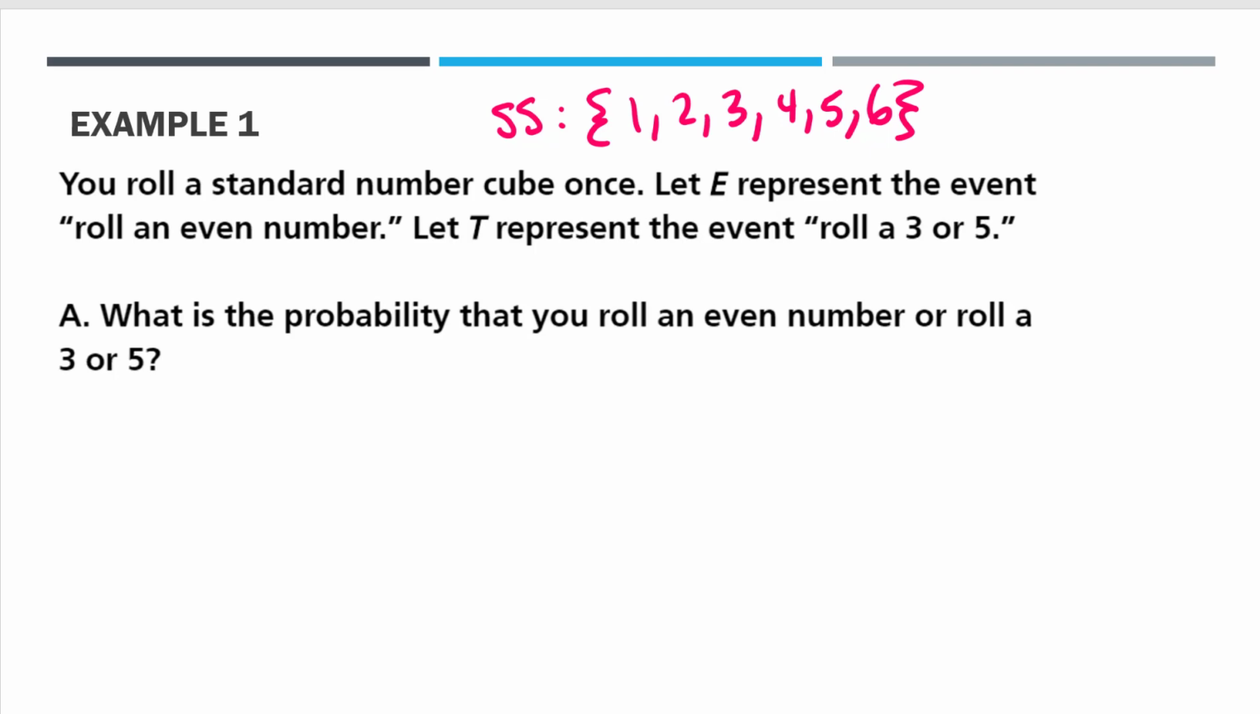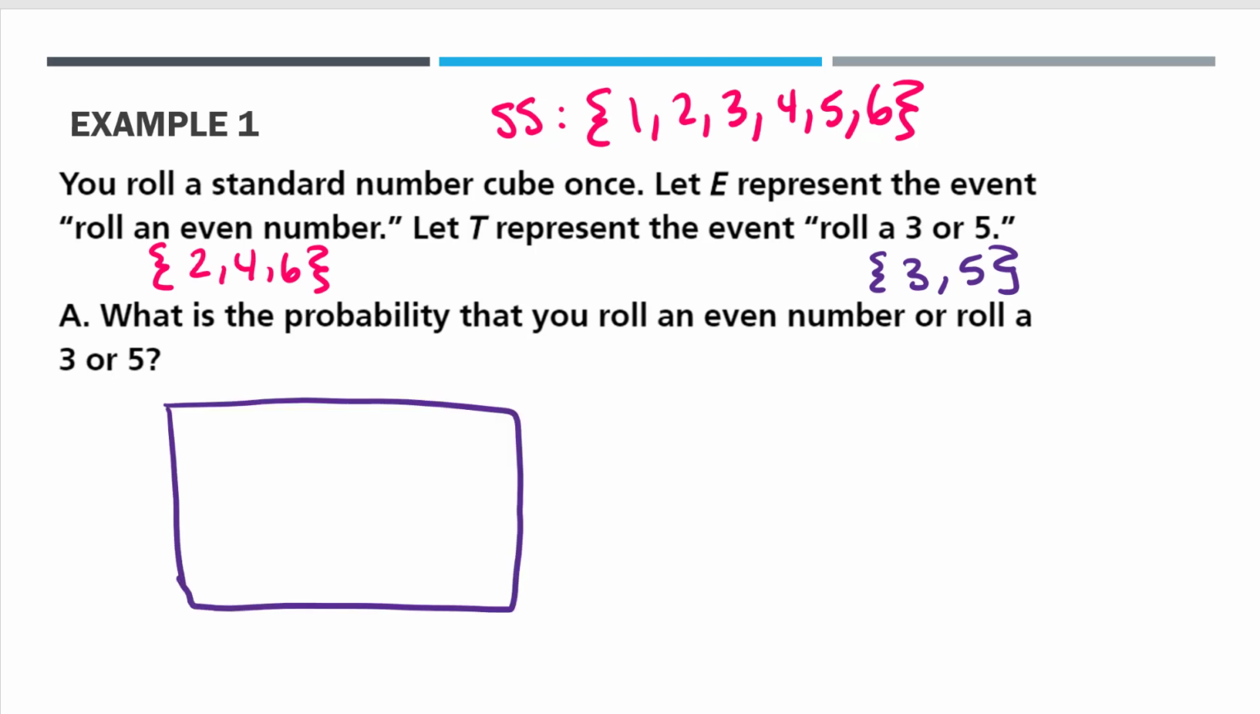E is rolling an even number. So that would be 2, 4, and 6. And T would be rolling a 3 or a 5. So let's make our Venn diagram.